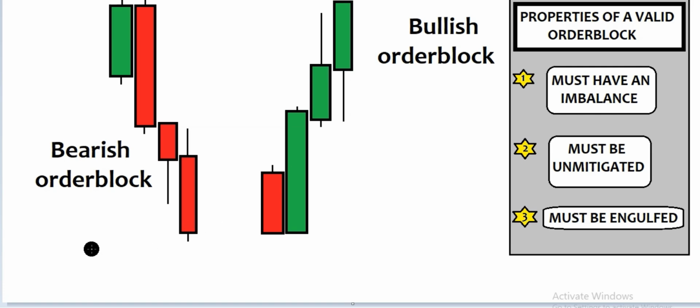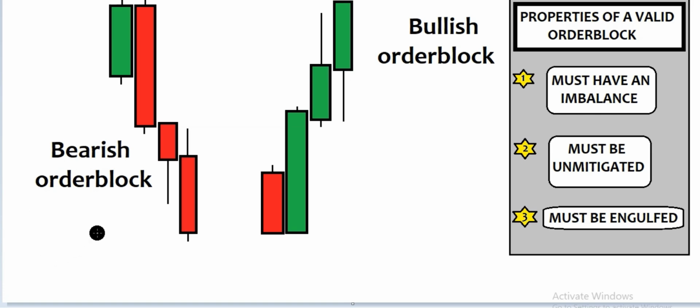Now, this is my drawing board. Get your pen and your book ready. We're about to go on a journey right now. So we have two major types of order blocks. We have the bullish order block and the bearish order block, whatever you want to call them.